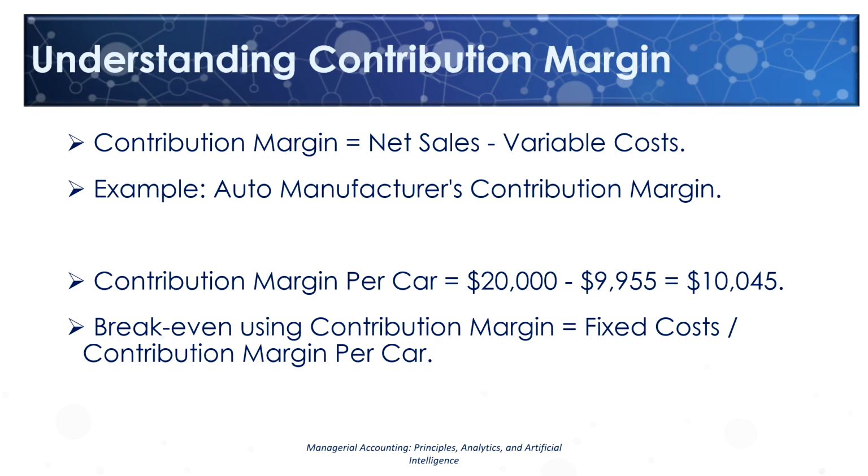Let's get a better understanding of this concept of contribution margin. Contribution margin is the amount of revenue remaining after variable costs are deducted. This amount is what is available to cover fixed costs and then contribute to profit. The contribution margin per car in our previous example was again $10,045, the difference between sales and the variable cost. Break-even using contribution margin is equal to the fixed costs divided by the contribution margin per car.